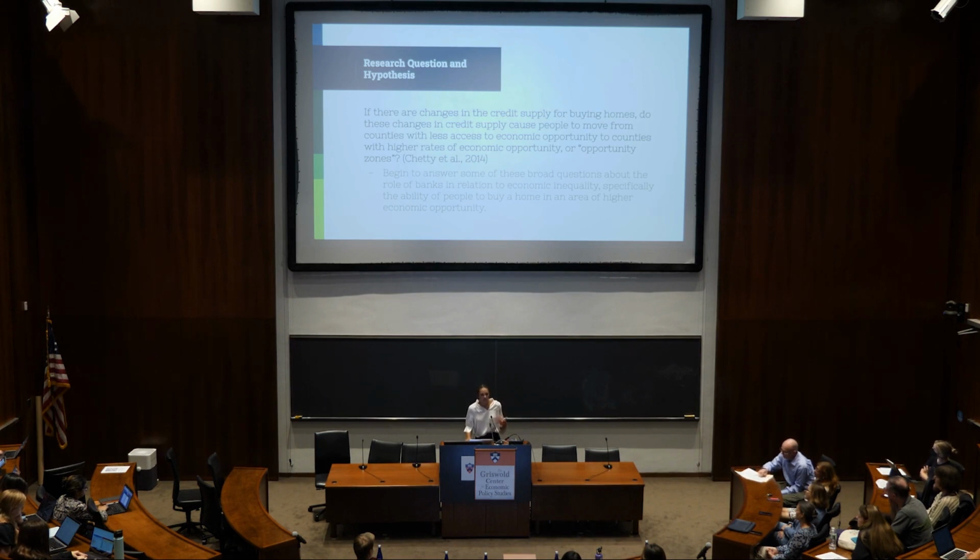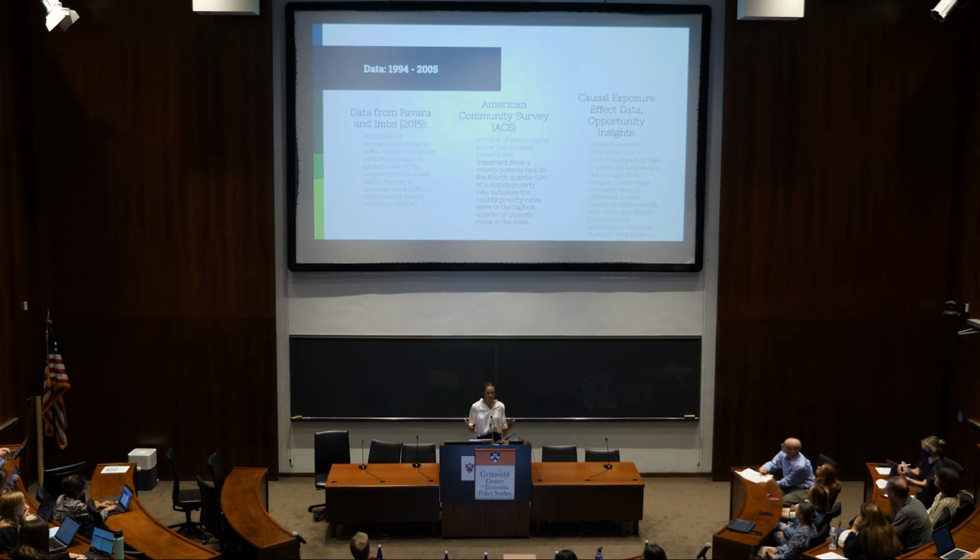A part of my hypothesis with this paper was that I honestly wasn't sure I would get statistically significant results. When you think about where your parents maybe buy their homes, there's a lot of factors that go into this. It might not just be that a bank has more money to give a loan. It might be the social factors of where their friends are and so many other things. However, I was interested in some of these broader questions about economic inequality and the ability to move to an area of higher economic opportunity.